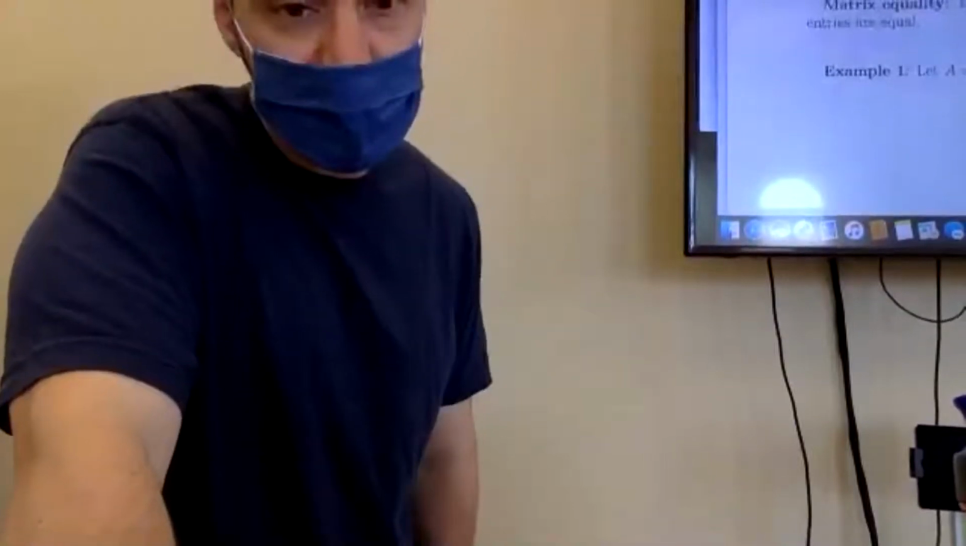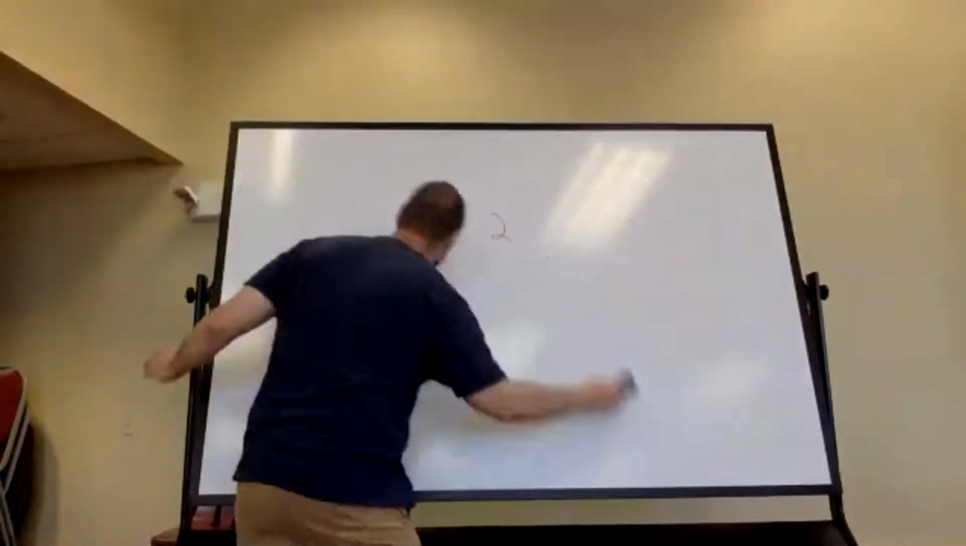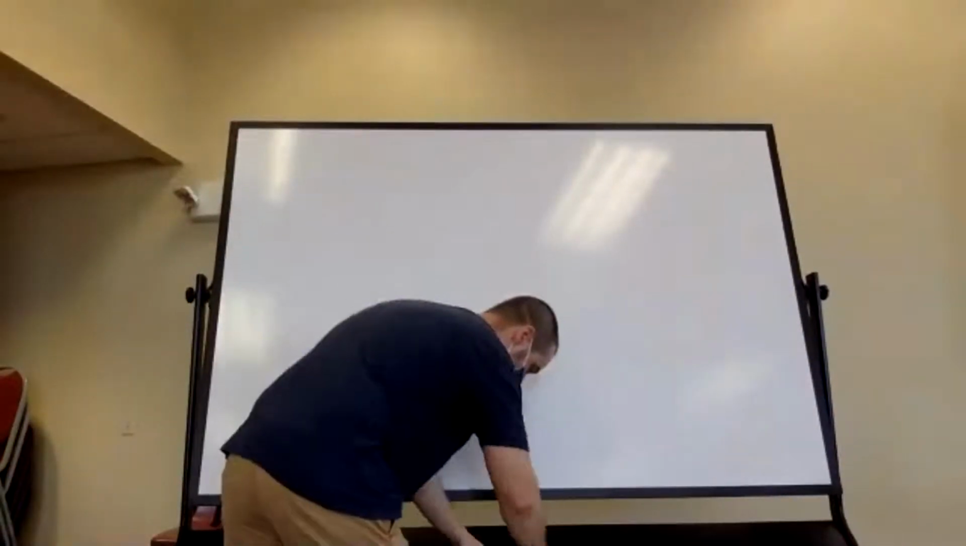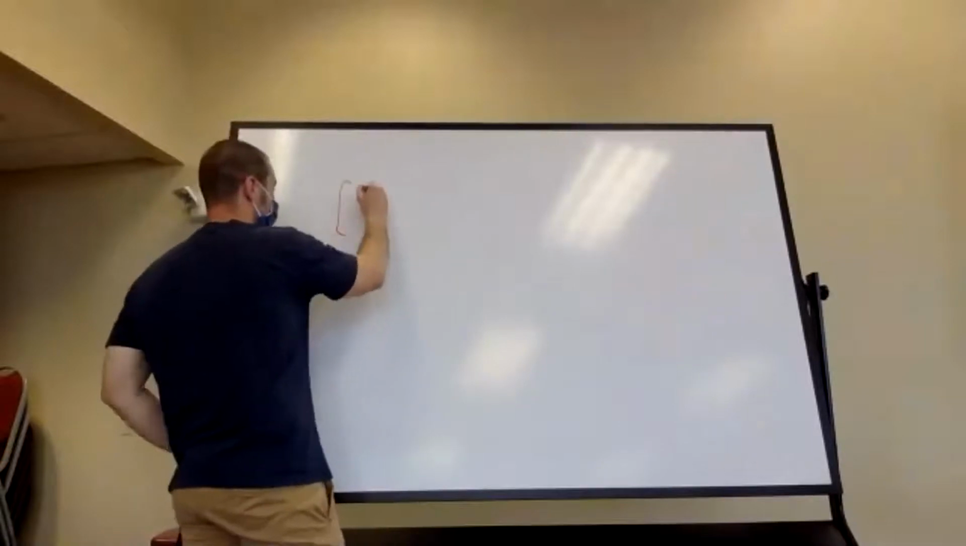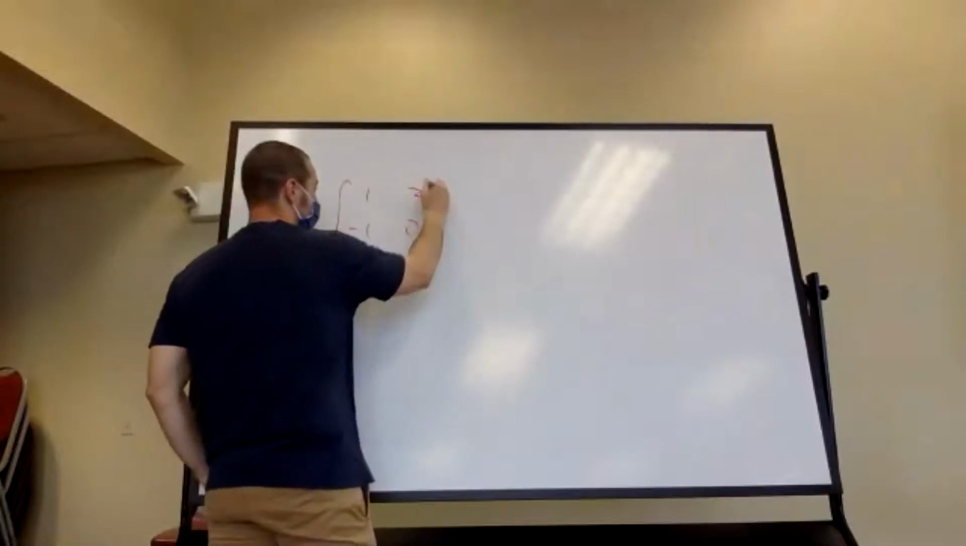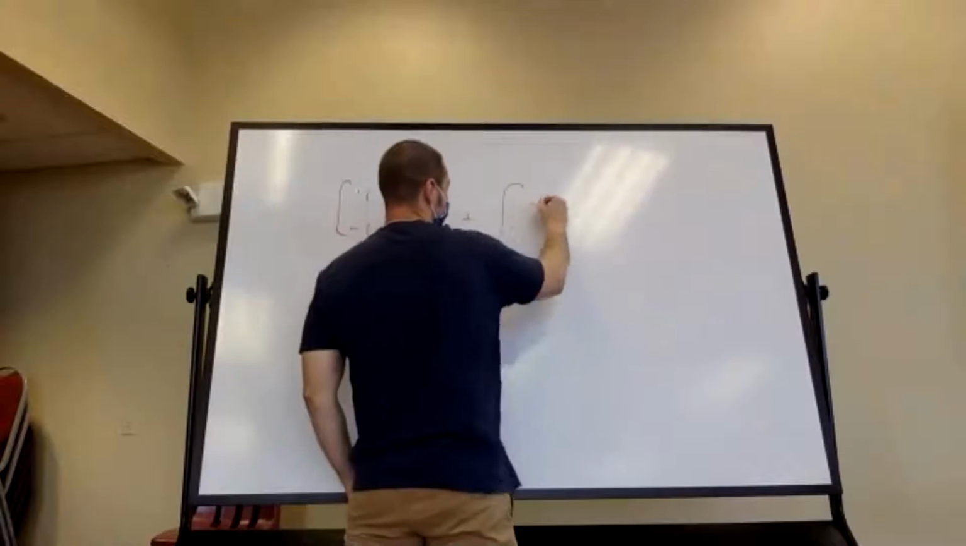You can add matrices if you want to. So you just add them sort of component-wise. So just for example, somebody says, hey, add this. Here's a matrix. Here's another matrix.